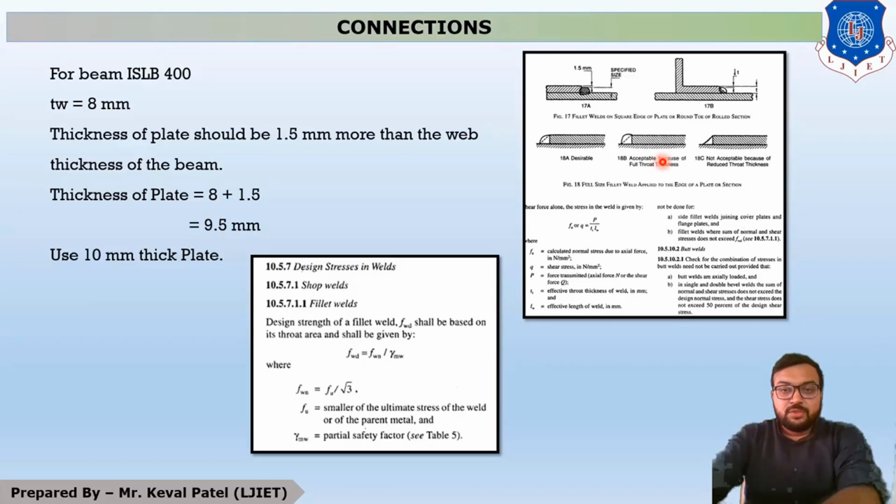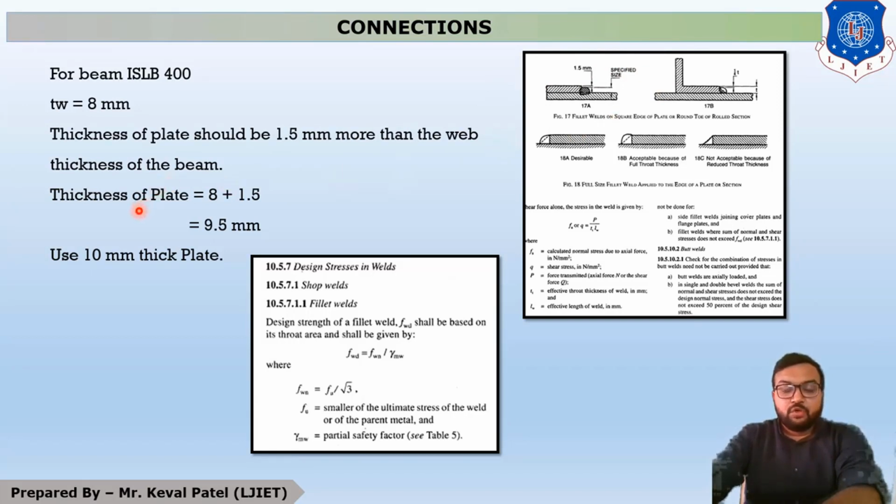So all the students move to page number 80. On page number 80, our first figure indicates that if this length is 8 mm, then another length, which is the length of weld, is 1.5 mm thick. So you can see that the thickness of the plate should be 1.5 mm more than the web thickness of the beam. Okay, so this specification is given on this side.